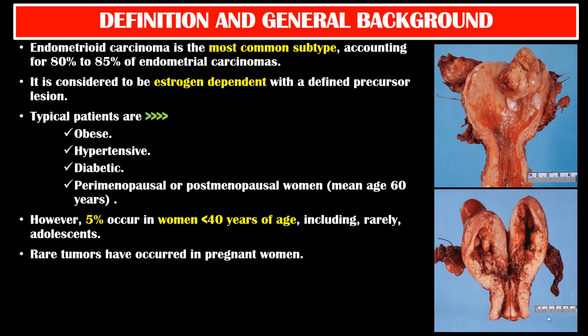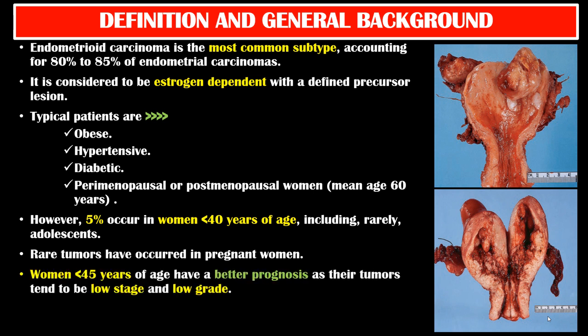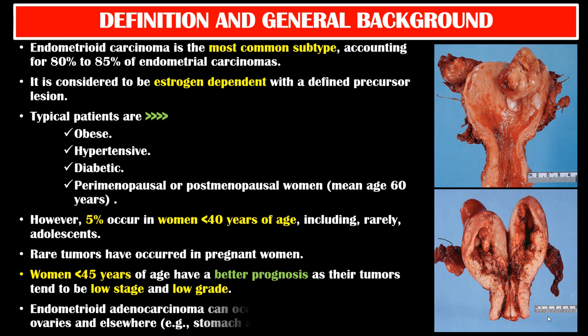Rare tumors have occurred in pregnant women. Women less than 45 years of age have a better prognosis as their tumors tended to be low stage and low grade. Endometrioid adenocarcinoma can occur in the cervix, vagina, ovaries, and elsewhere, such as stomach and prostate.